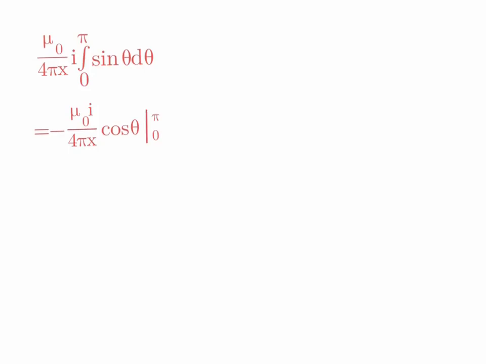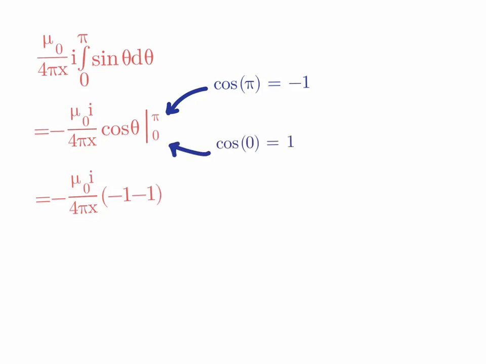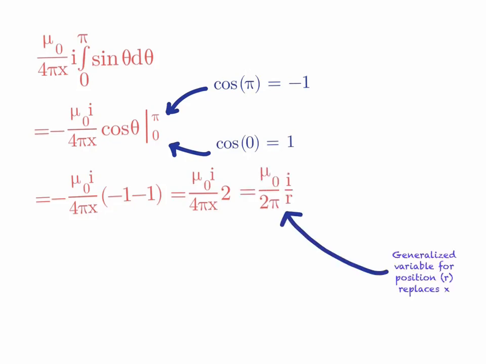And then if I evaluate it from 0 to pi, cosine at pi is -1, and then minus the cosine at 0, which is 1. And because I have that minus sign in there and the negative out front here, it ends up being 1 plus 1, which is just 2. So I have mu naught I times 2 over 4 pi x, and that simplifies down to mu naught I over 2 pi r, or mu naught over 2 pi times I over r.